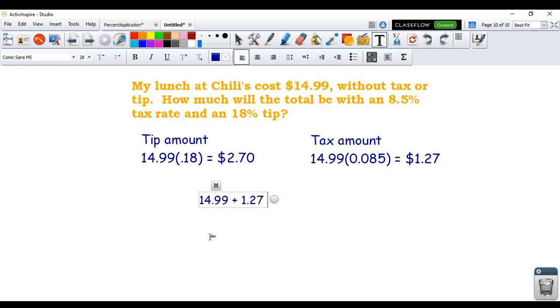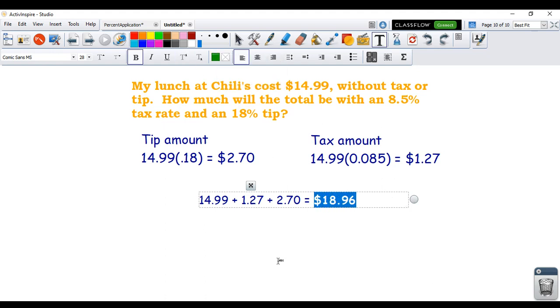Okay, now to figure out how much is my total amount, I'm taking that $14.99, I'm adding the tax to it, and I'm adding how much I'm leaving in tip. So then I take $14.99, I add $1.27 for tax, and I add $2.70 for tip, and it comes out to a final cost of $18.96, and that would be my final answer.